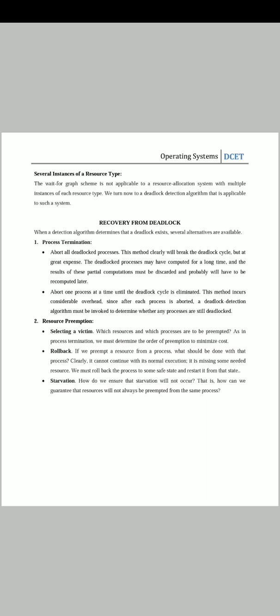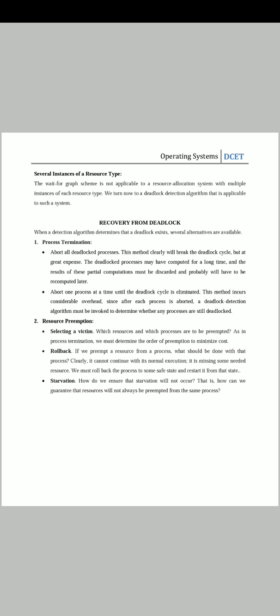Second is rollback. If you preempt a resource from a process, what should be done with that process? It cannot continue with its normal execution. It is missing some needed resource. We must roll back the process to some safe state and restart it from that state. Suppose I have preempted resources of a process that has already executed half. If I preempt, what happens? It has to start again from the beginning, not from where it stopped. So when I preempt a particular process, it has to roll back.